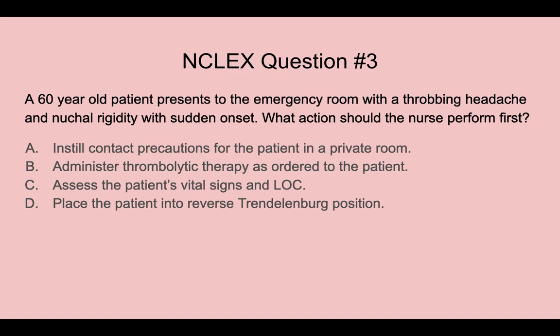Okay, so question 3. A 60-year-old patient presents to the emergency room with a throbbing headache and nuchal rigidity with sudden onset. What action should the nurse perform first? A, institute contact precautions for the patient in a private room. B, administer thrombolytic therapy as ordered to the patient. C, assess the patient's vital signs and level of consciousness. D, place the patient into reverse Trendelenburg position. So the answer for this one is going to be C.